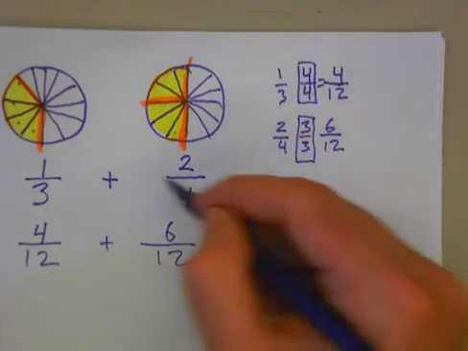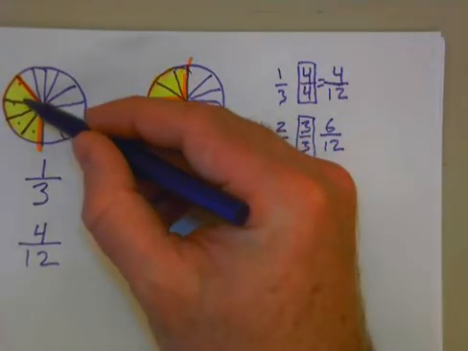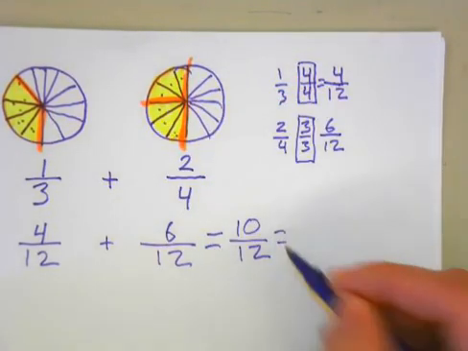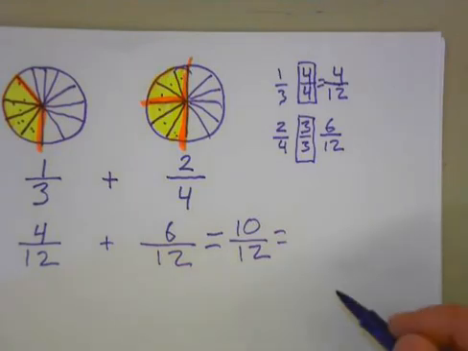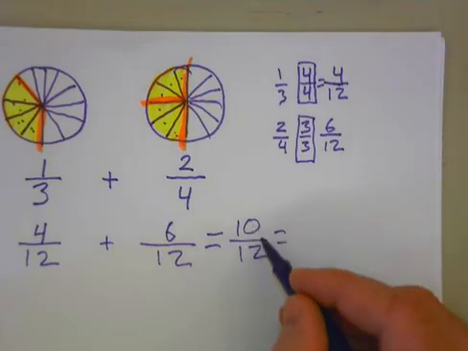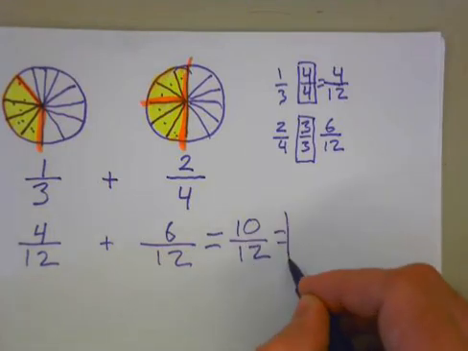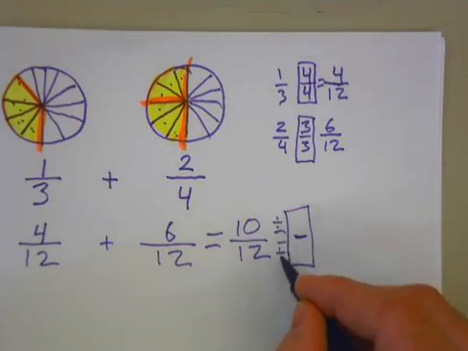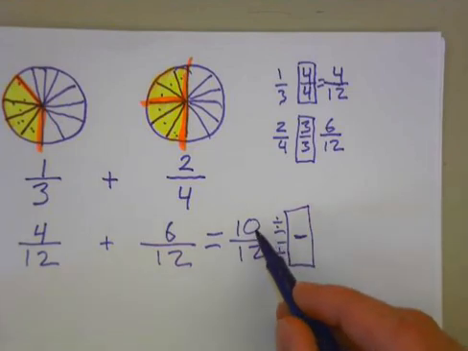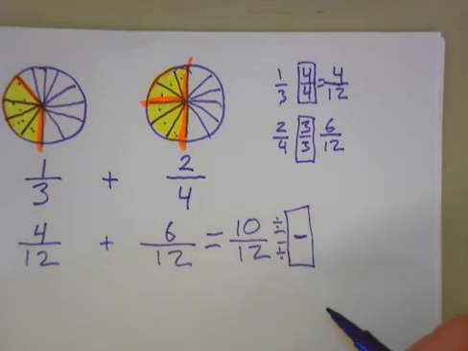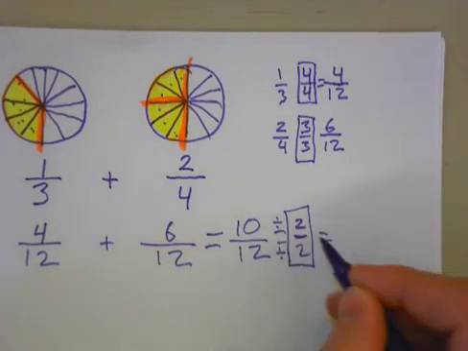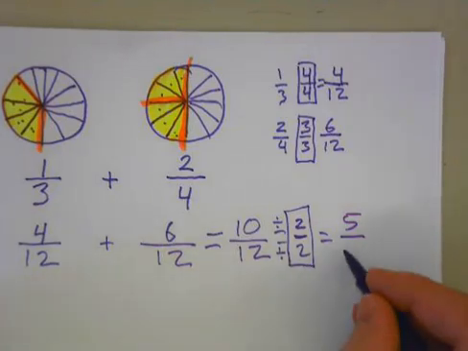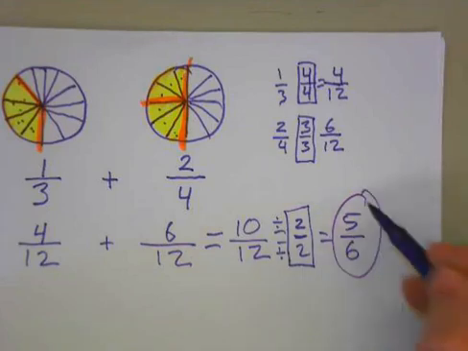And how many total pieces are in a whole? 12. 1, 2, 3, 4, 5, 6, 7, 8, 9, 10. 10 12ths. I'm not quite finished yet because I need to reduce, meaning that there's a number that goes into both 10 and 12. This time we're going to use our giant 1 in reverse. Instead of multiplying, we're going to divide by a giant 1. So what number goes into both 10 and 12? And that answer is 2. 10 divided by 2 is 5, and 12 divided by 2 is 6. And my final answer is 5/6.